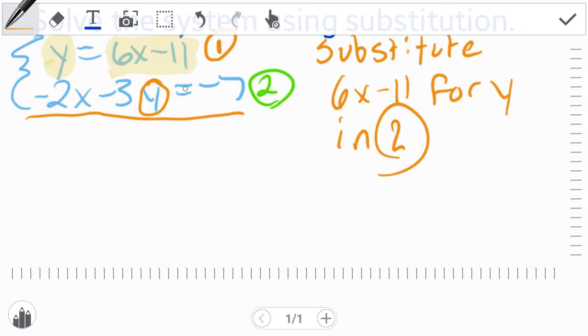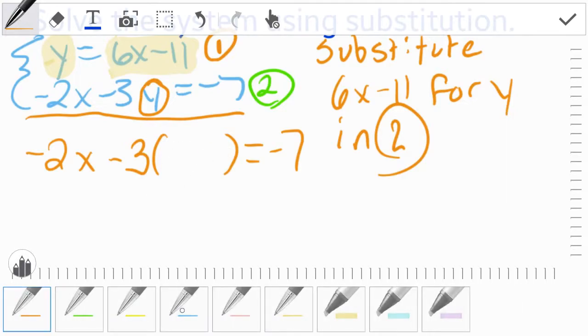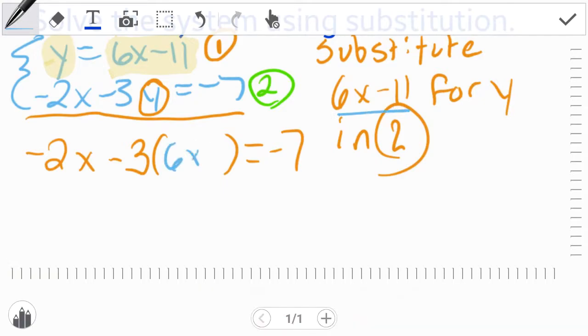We're going to take the equation, and it's going to be negative 2x minus 3, and then I'm going to leave a space. I'm no longer going to have a y. I am substituting in for y, so that means the y is going to go away, and it's going to then have negative 7. So I have my equation, the second one, and instead of y, I'm going to replace it with something. And we said that something was going to be 6x minus 11. That's the basic idea for substitution.